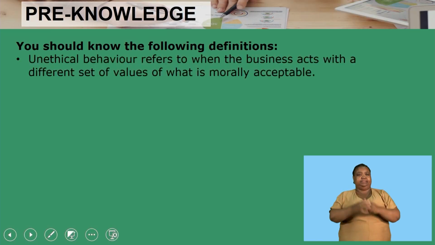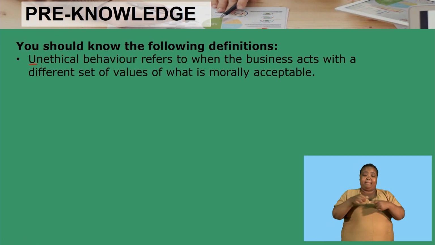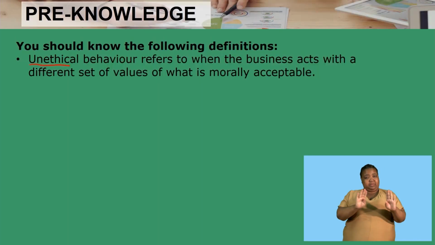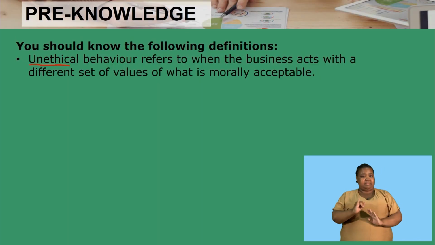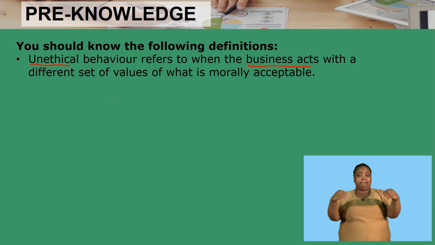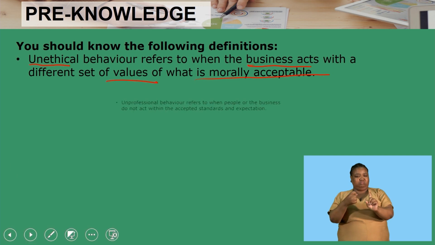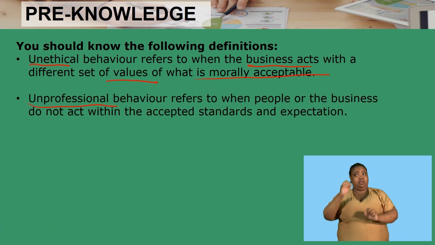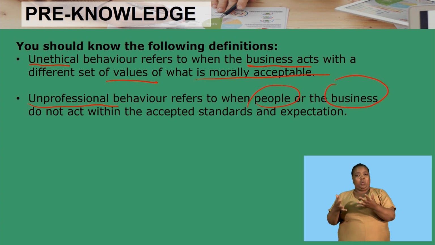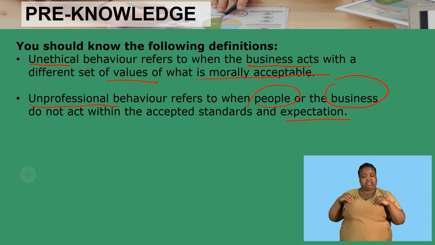Our pre-knowledge, this is what you should know. You should know the following definitions. Remember, in order for you to understand the challenges and come up with strategies, you should know the definitions. Unethical behavior refers to when the business acts with a different set of values of what is morally acceptable. Then we've got unprofessional behavior. It refers to when people or the business does not act within the accepted standards and expectations.